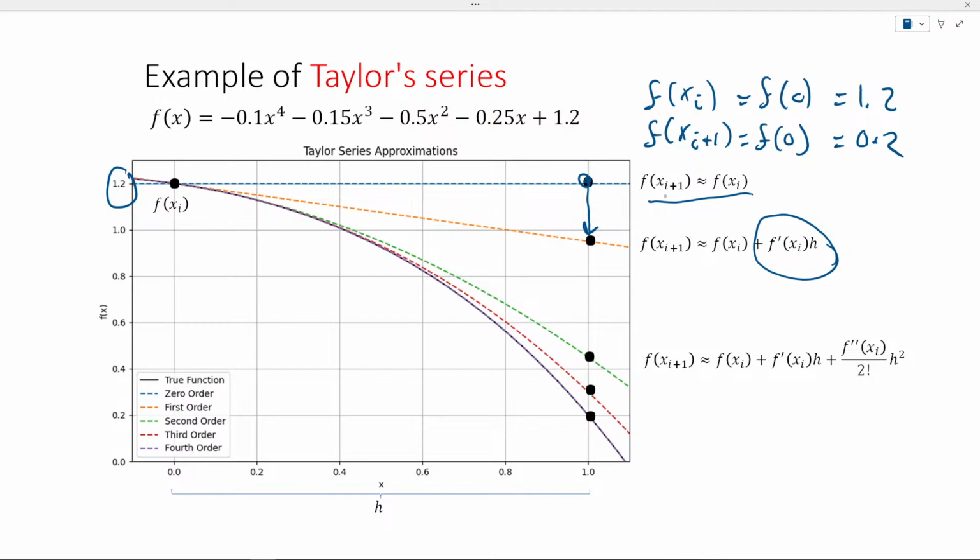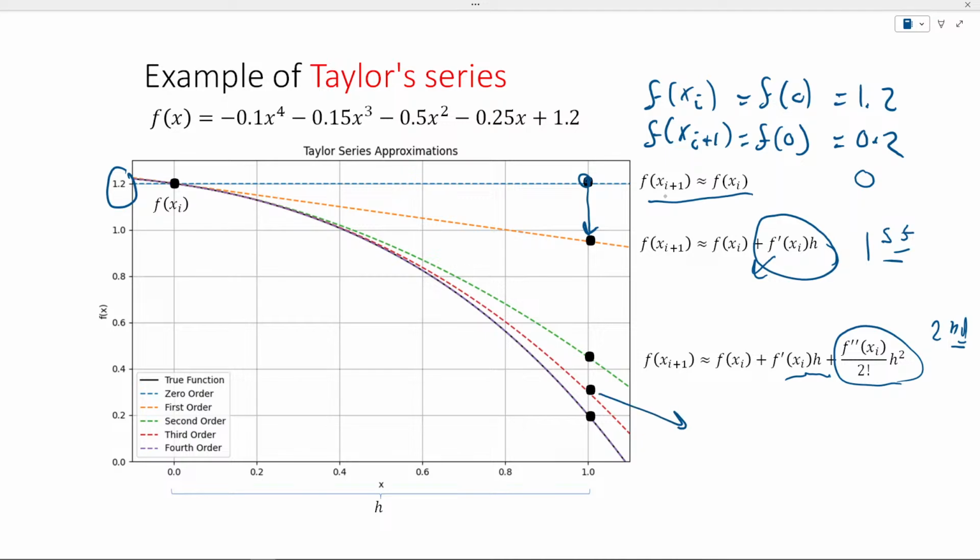Now, this is the zero order approximation. This is the first order approximation. This is the second order approximation. If I look at the second order approximation, I started to have some curving. Remember, the first order has to do with the slope, and this has to do with curving. This is the second order.